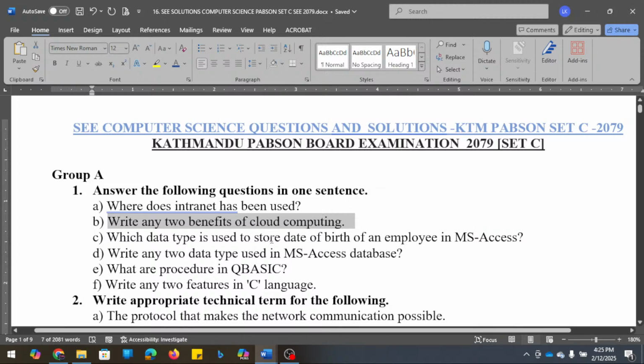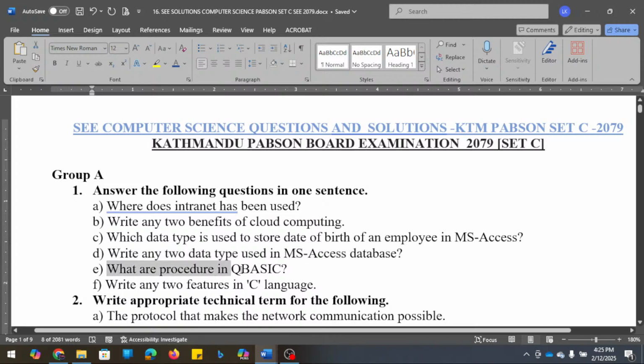Which data type do we use for the date of birth of an employee in MS Access? Okay, that is date and time. It is a data type used to store the whole date of birth of an employee. Write any two data types used in MS Access database: number, yes/no, yes, these are.